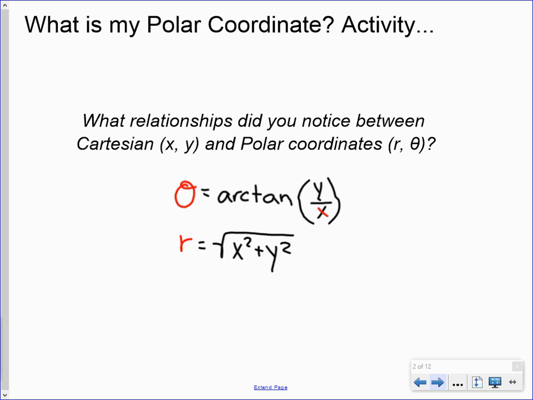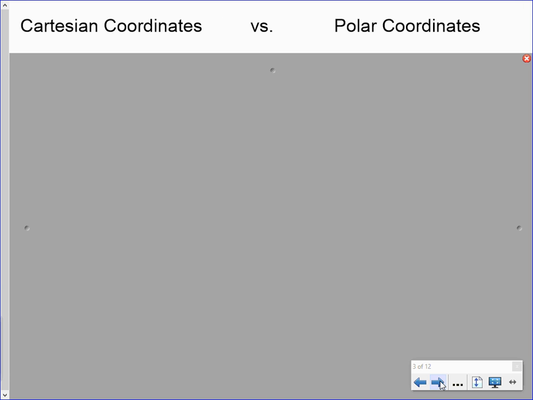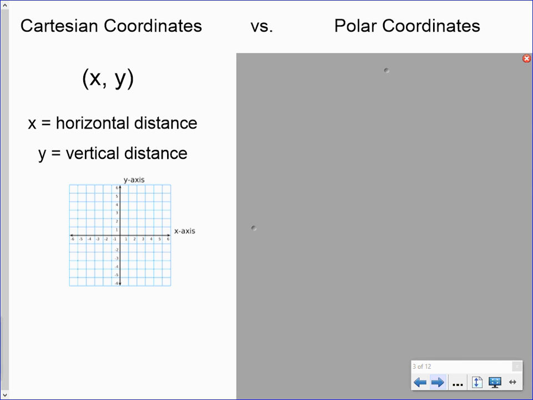Excellent. So if you would, you can choose to write this down if you like. You also might just be able to follow along. The next slide has some more information about polar coordinates that I'll ask you to write down. I'm just going to review really quickly the Cartesian coordinates. So these are the coordinates that you've been working with for a very long time. They're your XY ordered pairs.